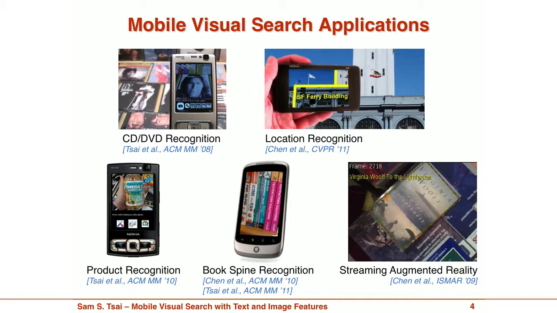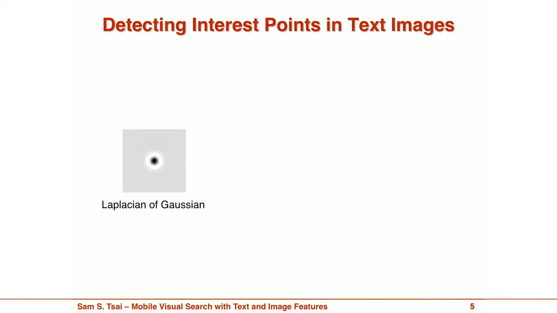One thing we notice, however, is that the performance of the system drops when we are dealing with images that consist mostly of text, such as when dealing with text in the book spines. To understand why, we'll show a toy example of detecting interest points in text images. What we typically use to detect interest points within images are blob detectors. Shown here is a Laplacian of Gaussian-based blob detector. When we detect interest points, we use this to filter the image to find responses that are extremas.